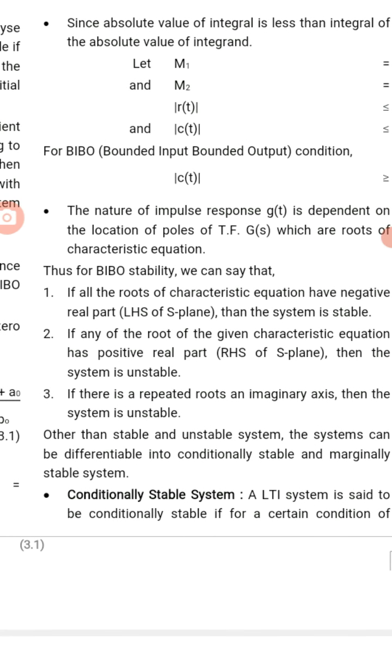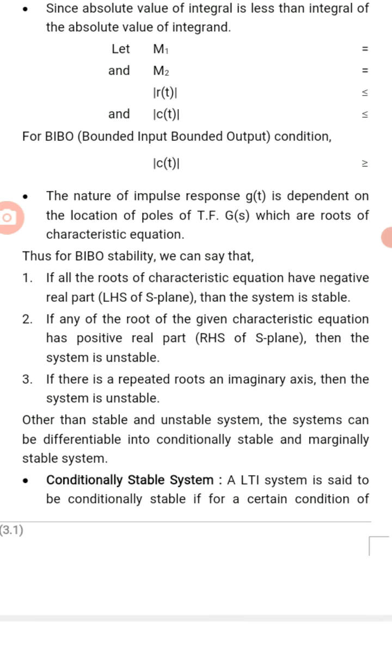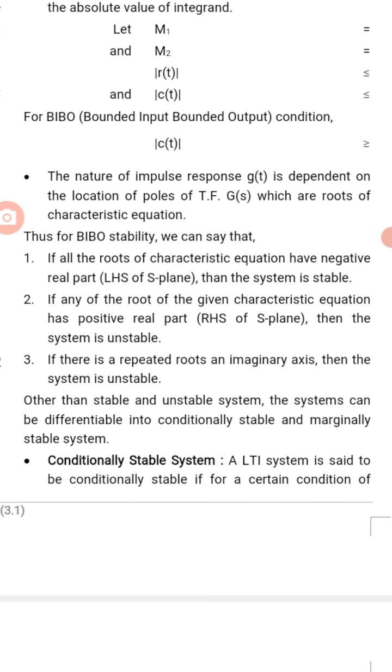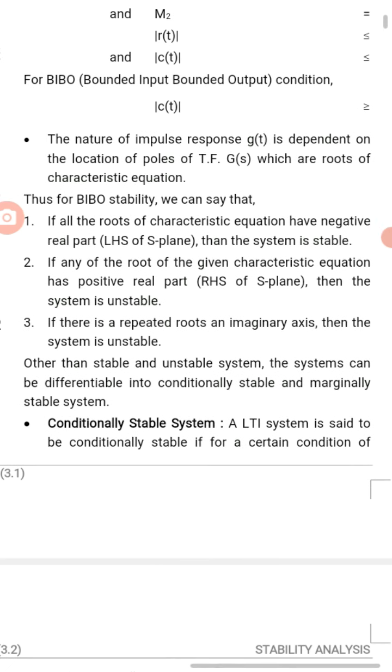Now, what is BIBO stability? We can say that if all the roots of the characteristic equation have negative real parts, then the system is stable. If any root of the given characteristic equation, meaning the equation of the denominator, has a positive real part, then the system is unstable.